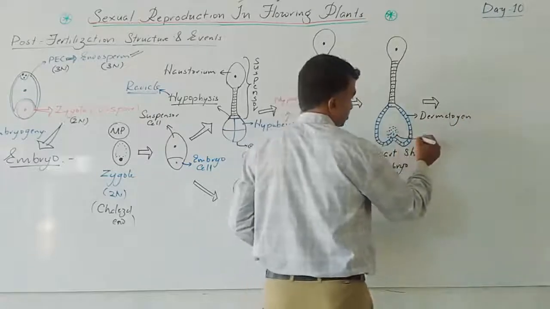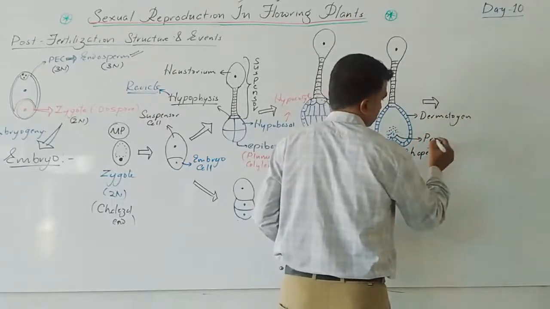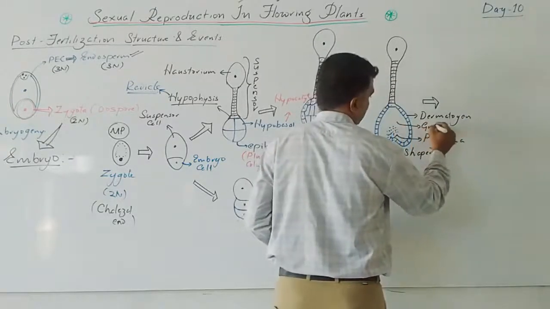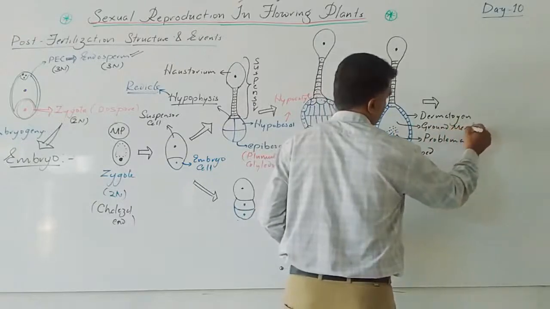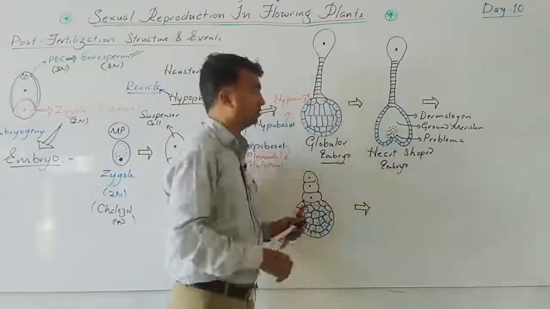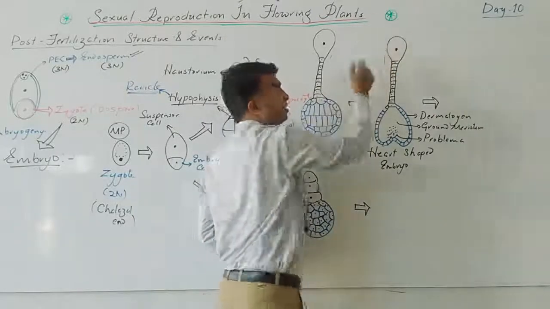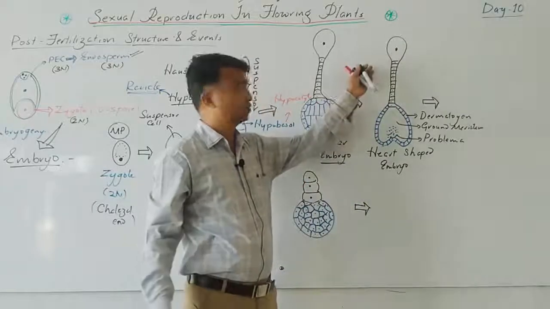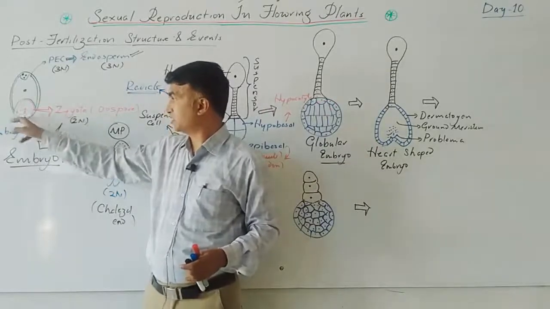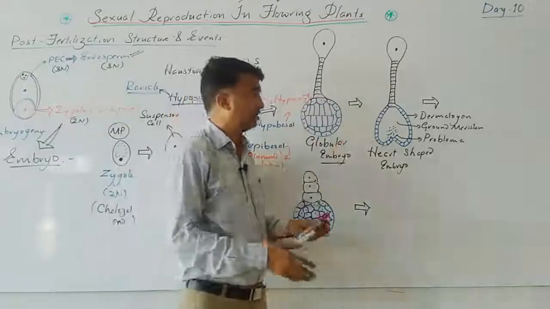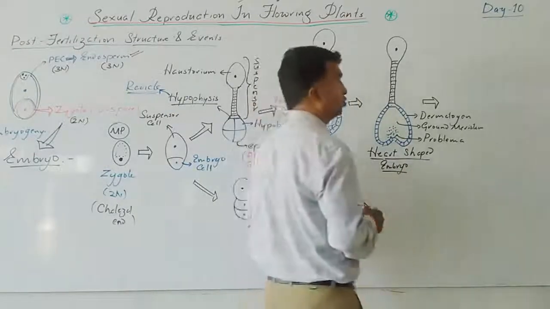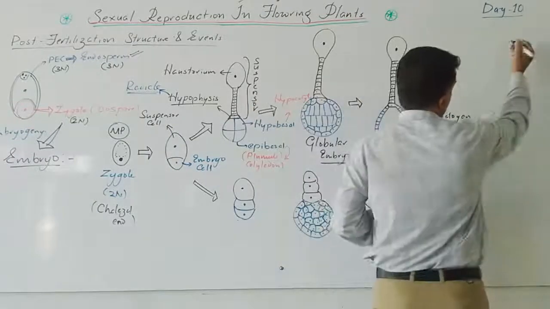So now these outer cells are called the dermatogen. This is called the procambium, and this is called the ground meristem. Gradually the globular embryo turns into the heart-shaped embryo. Still the suspensor is present, which is embedded in the micropylar region. So this is the micropylar region. The suspensor supplies nutrients. This is still a heart-shaped embryo. Now this heart-shaped embryo develops into a mature embryo, which means a completely developed embryo will appear like this.